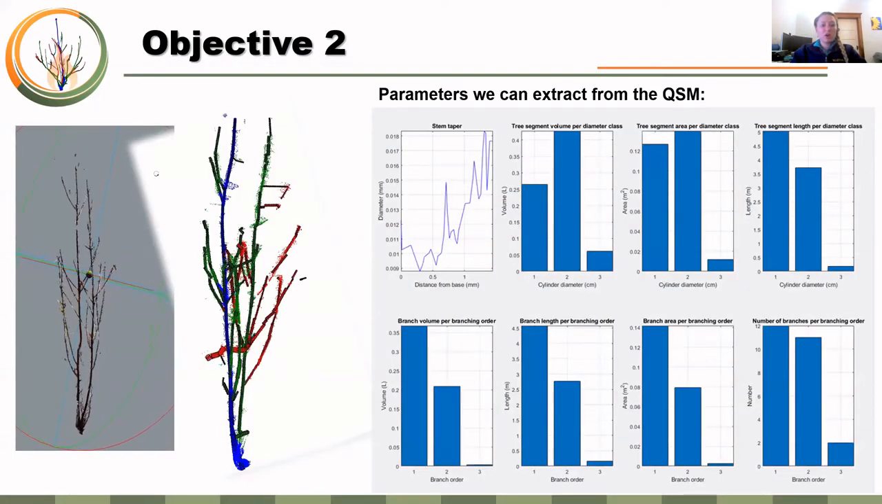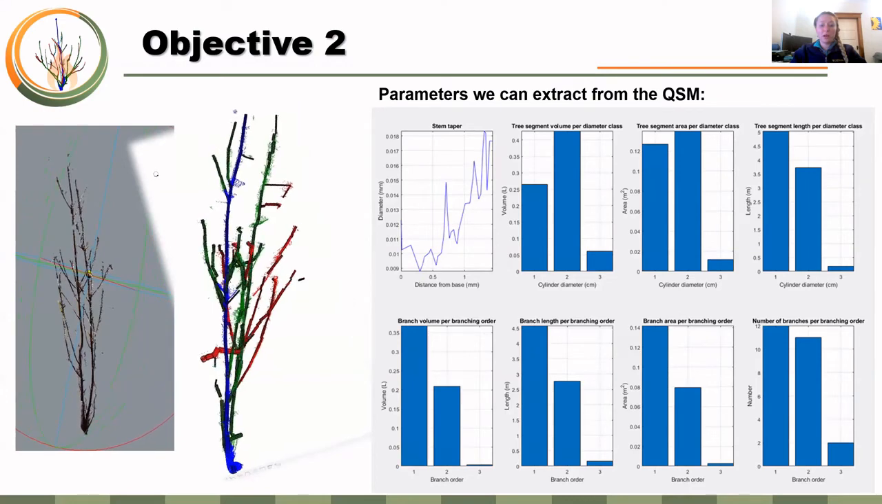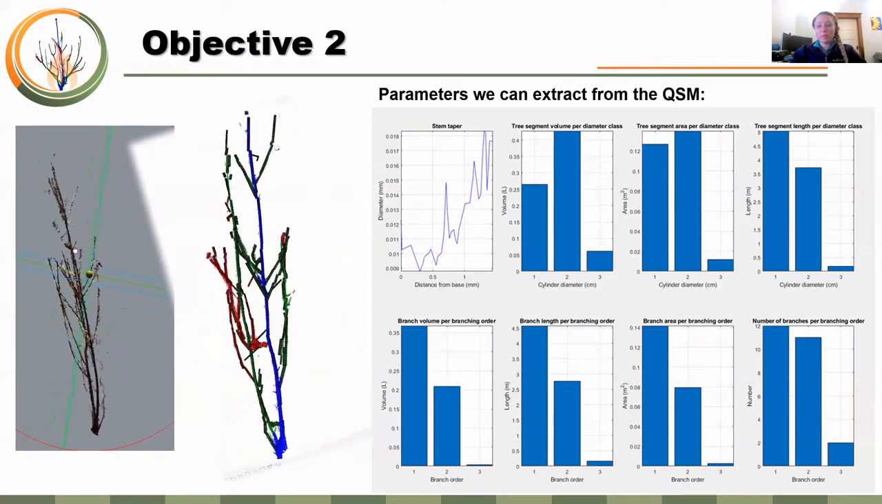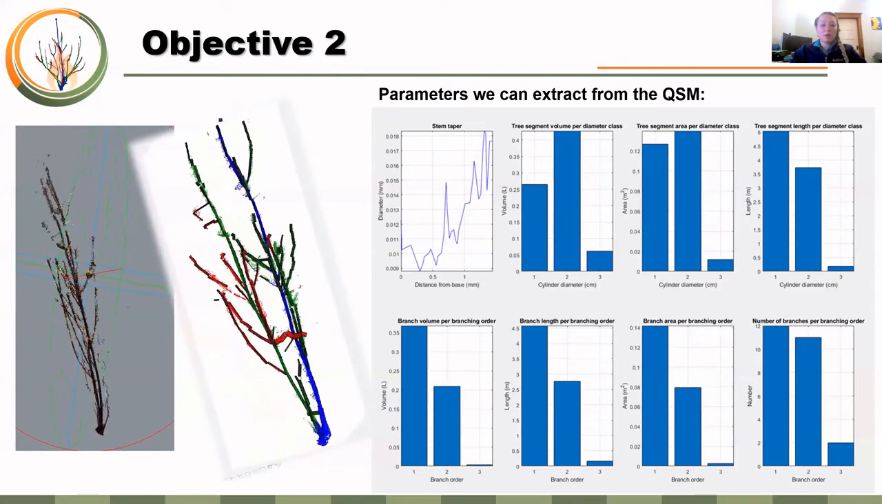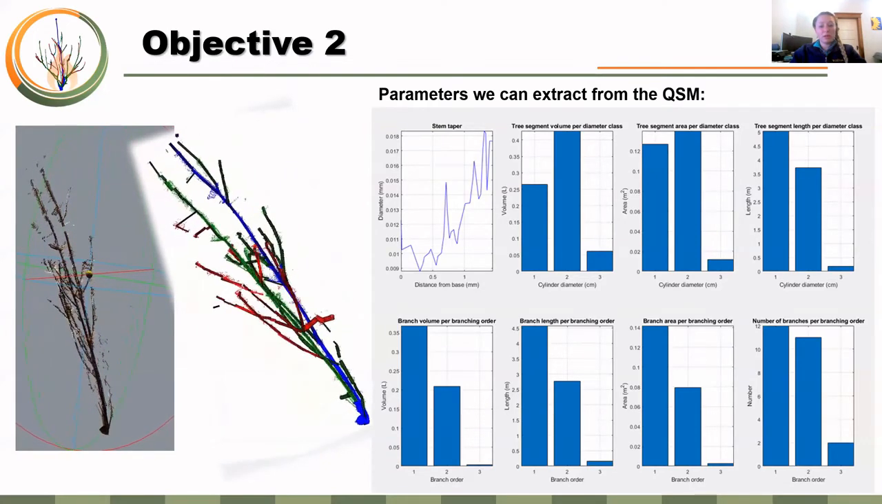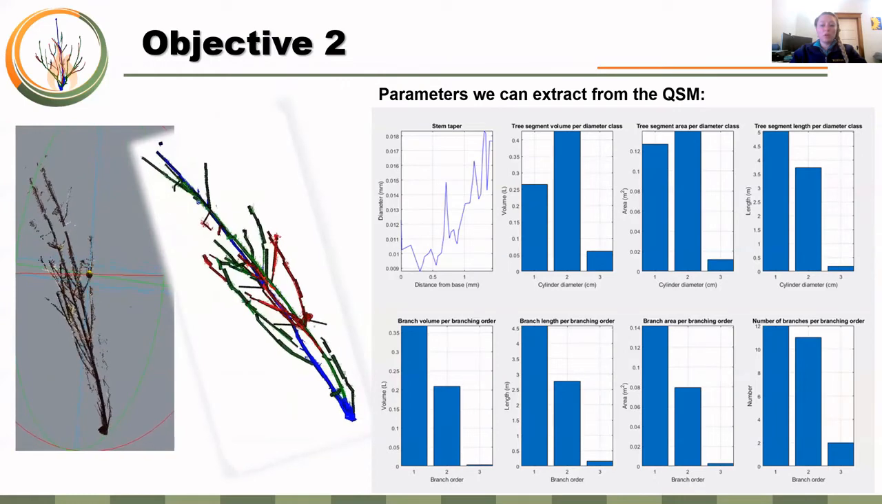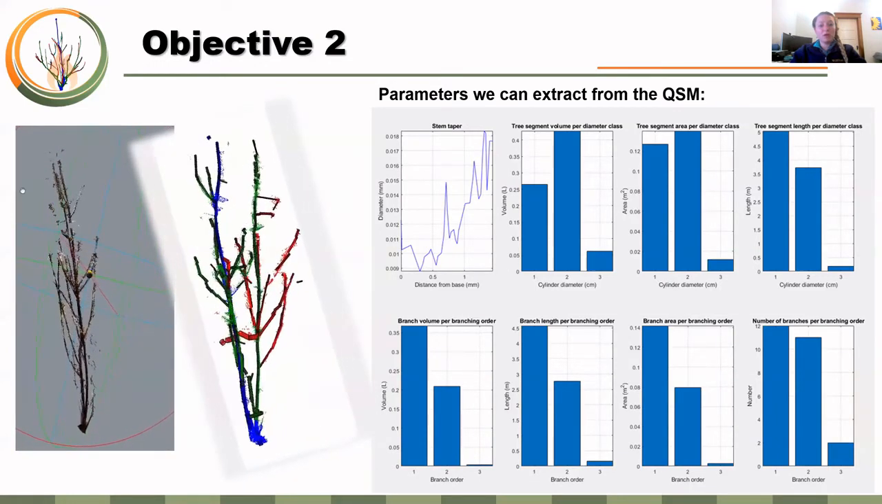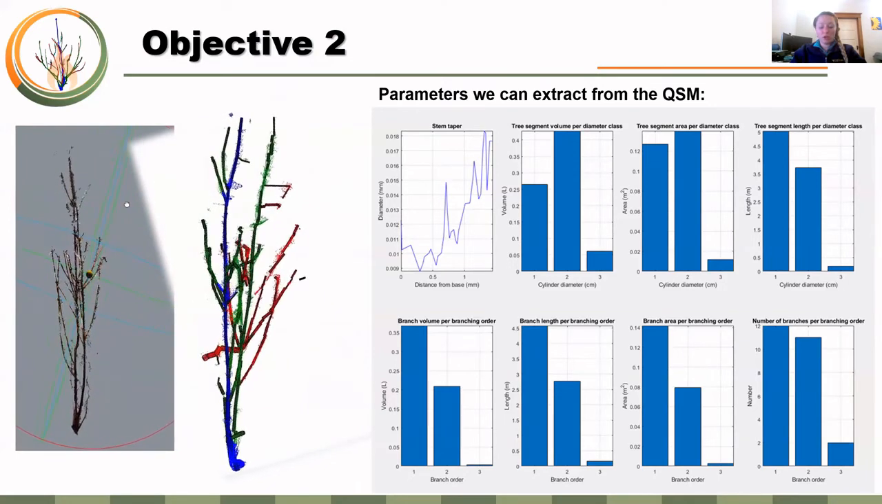Here again is just an example of a shrub from Tate's Hell, from the point cloud all the way to the QSM model, as well as some of the parameters we can extract from the QSM. These include volume per diameter class, volume per branching order, as well as the number of branches in each of the branching orders.